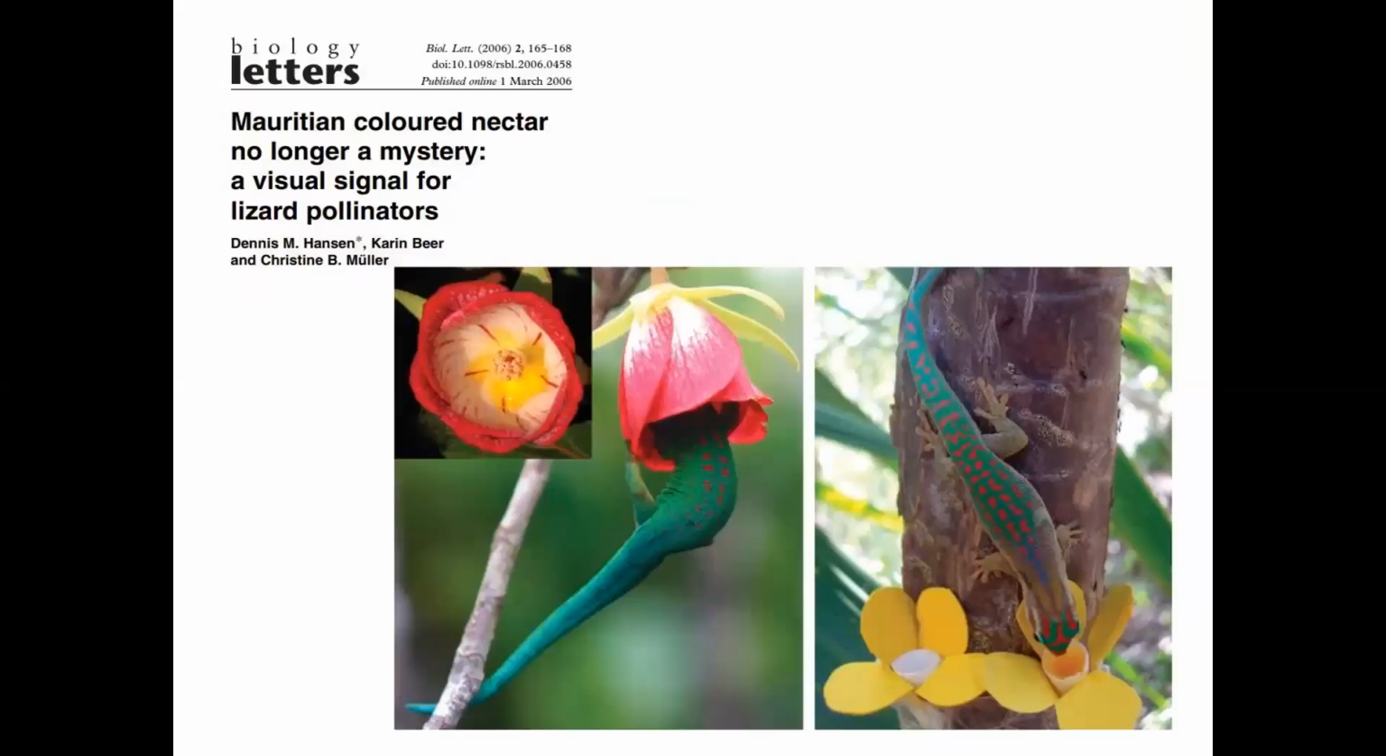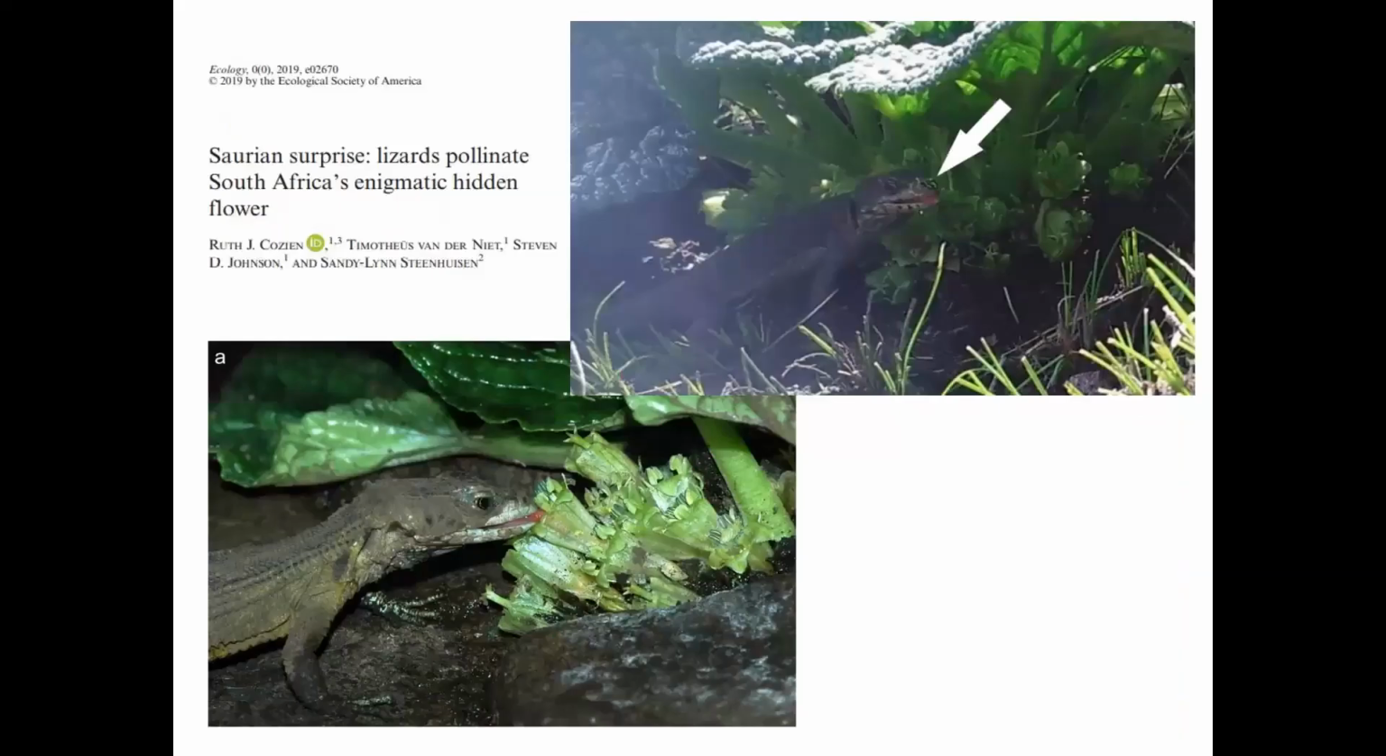And so moving on to non-insect pollinators, we have some strange pairings like in Mauritius, where there are flowers that produce brightly colored nectar to advertise to geckos. And here you can see on the right where the gecko is visiting the flower that has the yellow nectar, but it's not attracted to the one with the clear nectar.